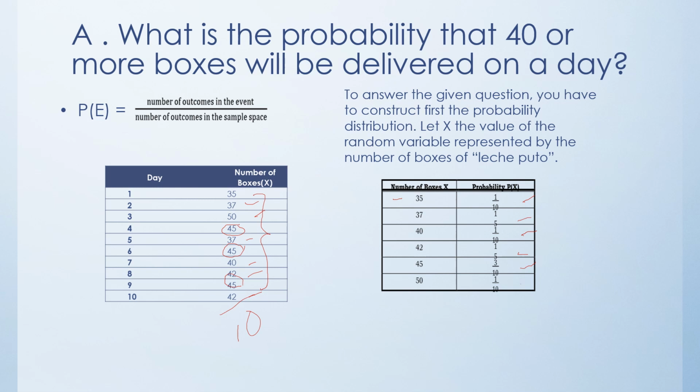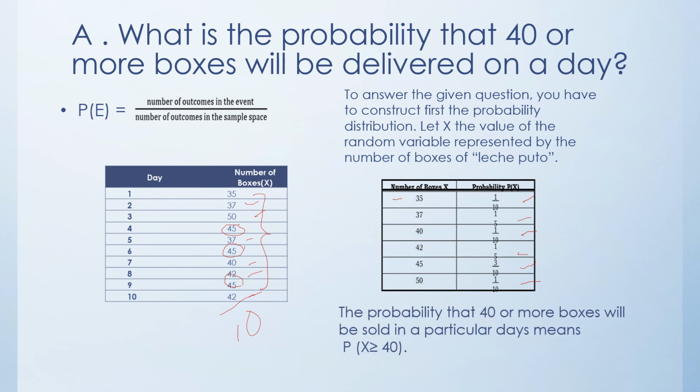So we now have the probability of 35, 1 over 10. The probability of getting 37 is 1 over 5. The probability of getting 40 is 1 over 10. Probability of 42 is 1 over 5. The probability of 45 is 3 over 10. And lastly, the probability of 50 is 1 over 10.